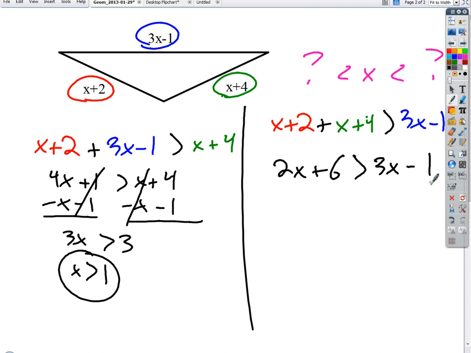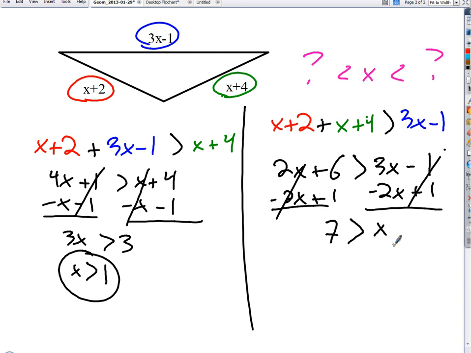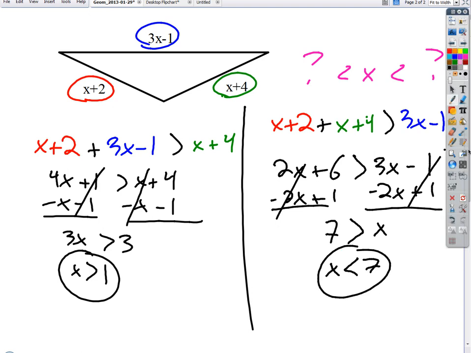Okay, which side am I going to collect the x's on this time? Right side? Okay, so subtract 2x from both sides, which means I want the numbers on the other side, so I'll add 1 to both sides. And I get 7 on the left and x on the right. So 7 is greater than x. Another way of saying that would just be x is less than 7. Right? Okay, last possibility.